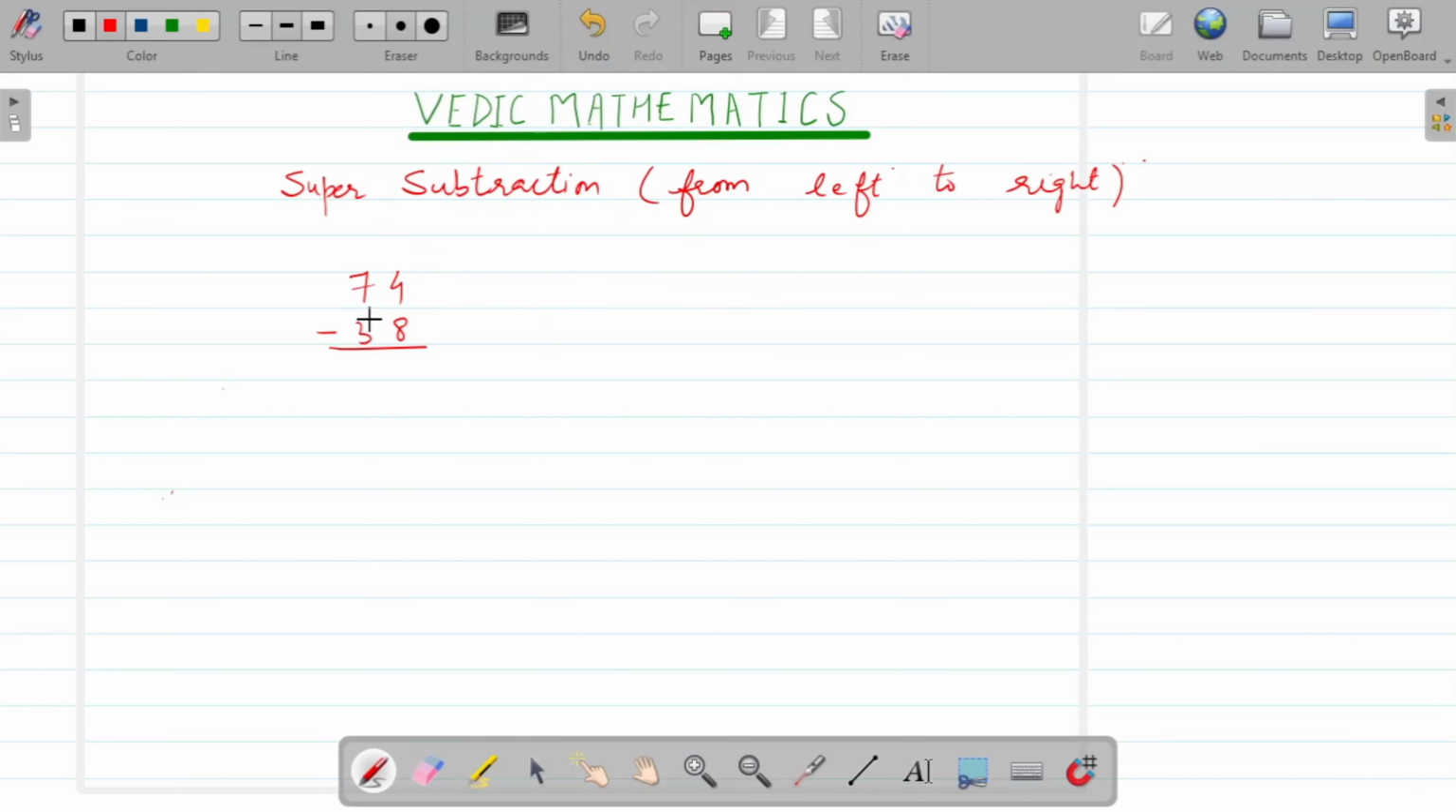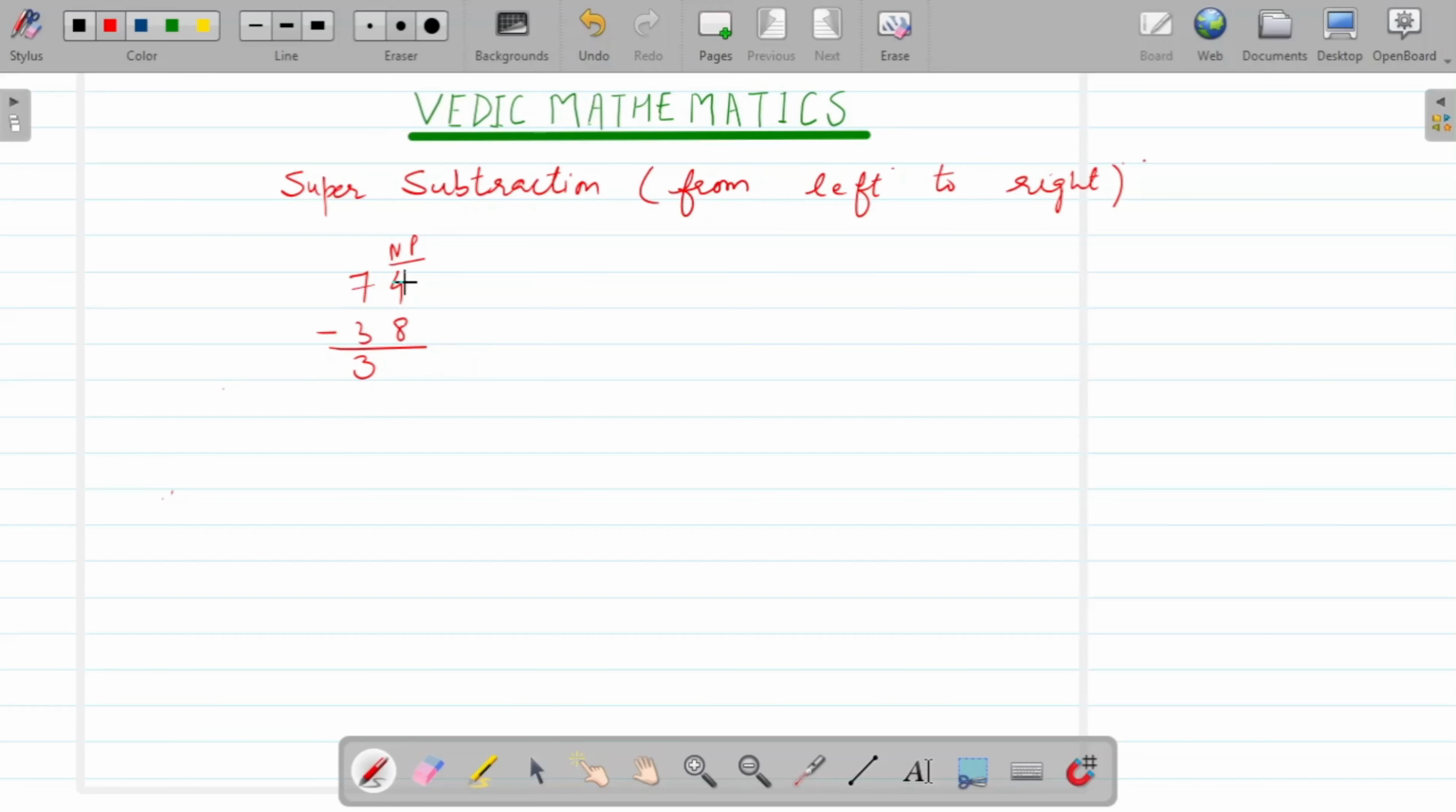7 minus 3 is 4. This is a possible situation, you can subtract 3 out of 7. 7 minus 3 is 4. But again, as you have done in super addition, you have to check the next number. If these two numbers are in the combination of not possible numbers, then we will less 1 out of this answer. 7 minus 3 is 4, but 4 less 1 is 3. This is the one step.